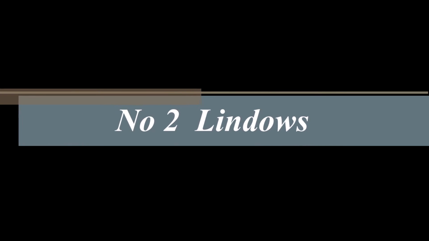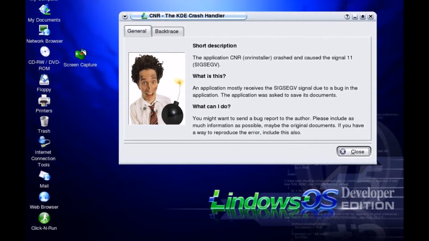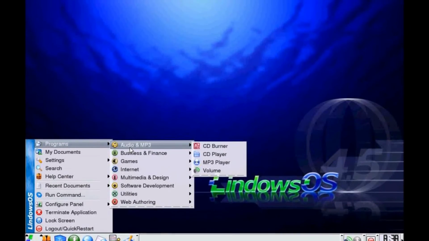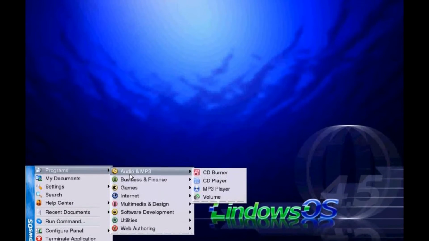Number 2, Lindows. Lindows' original claim was to have a Linux distribution that can run Windows software. Except that it doesn't really work. This week, however, they announced that they plan to become more of a vanilla distribution like Red Hat, SUSE and Mandrake, and now no one really knows what's the point in Windows anymore.